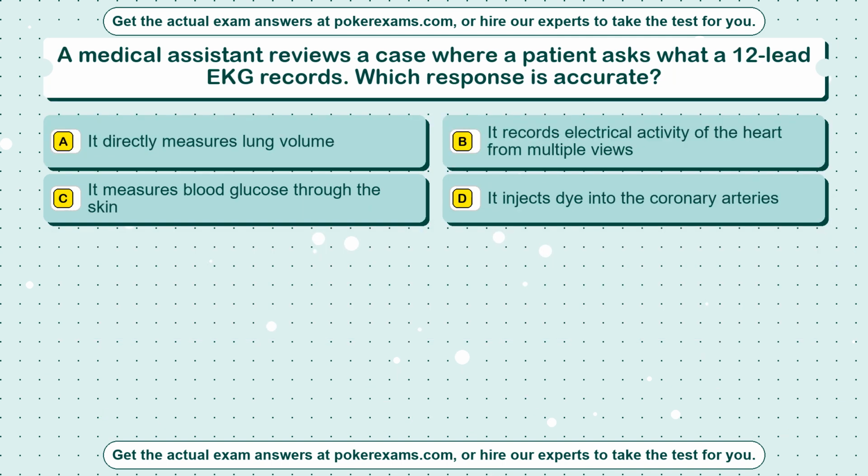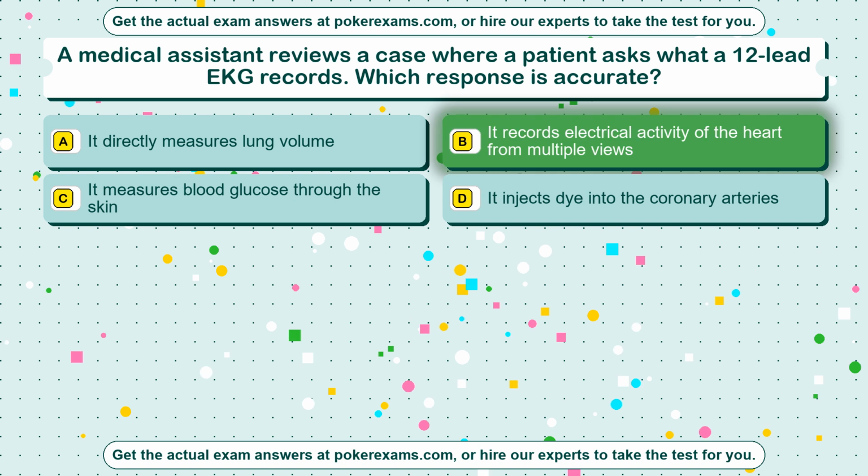Question 12. A medical assistant reviews a case where a patient asks what a 12-lead EKG records. Which response is accurate? Option A, it directly measures lung volume. Option B, it records electrical activity of the heart from multiple views. Option C, it measures blood glucose through the skin. Option D, it injects dye into the coronary arteries.